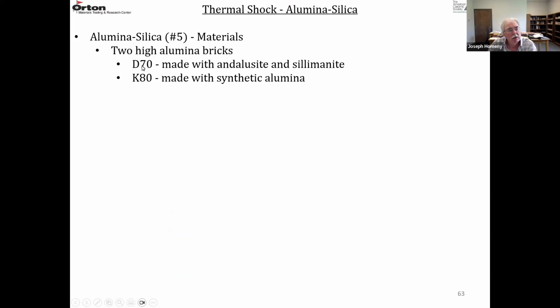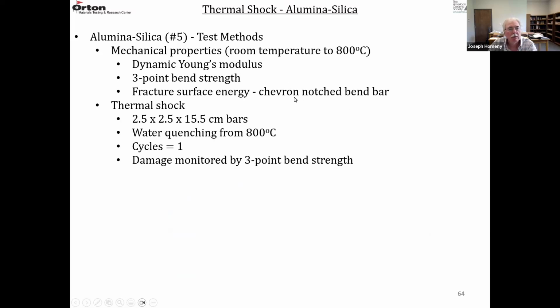So the D70, 70% alumina brick was made with andalusite and sillimanite. The K80, the 80% alumina, was a synthetic aluminum material. So the mechanical properties, again, were measured from room temperature to 800 degrees C. They measured Young's modulus by a dynamic technique, 3-point bend strength, and a fracture surface energy with the chevron notched bend bar.